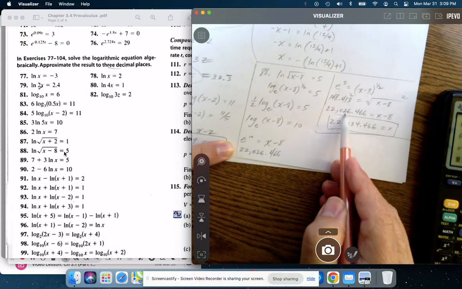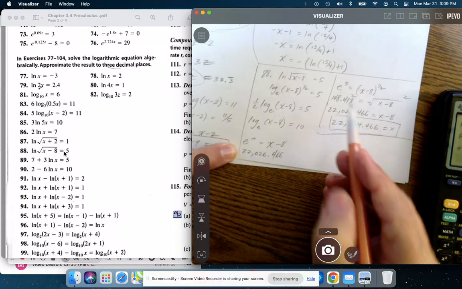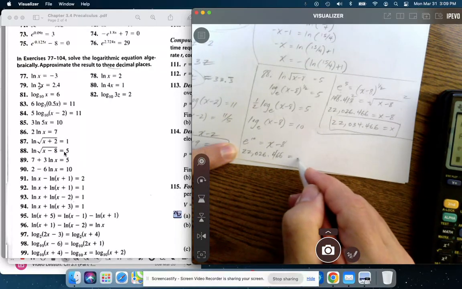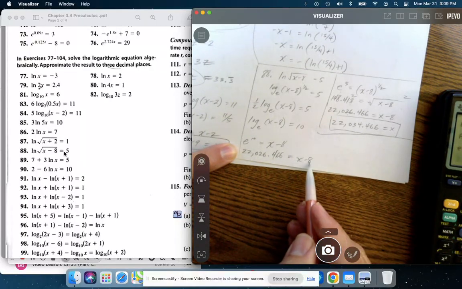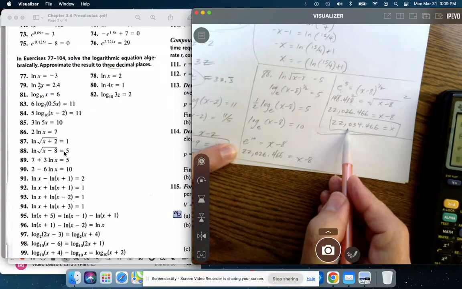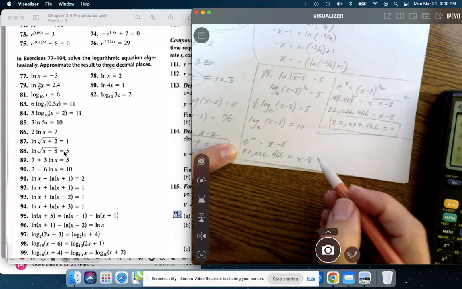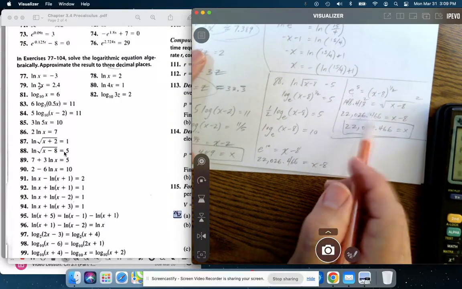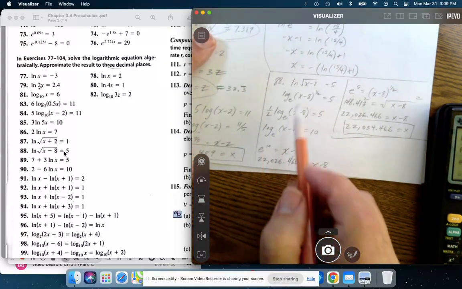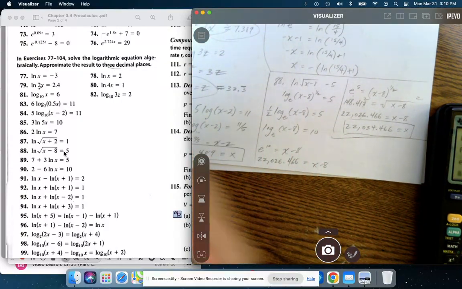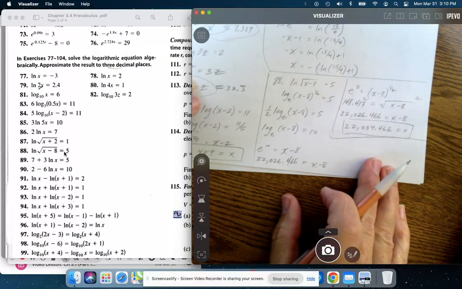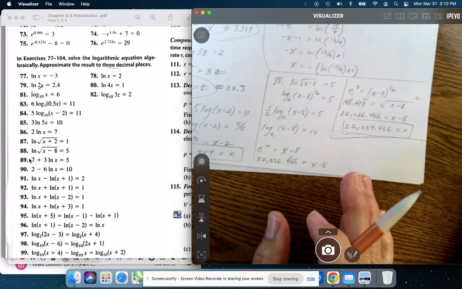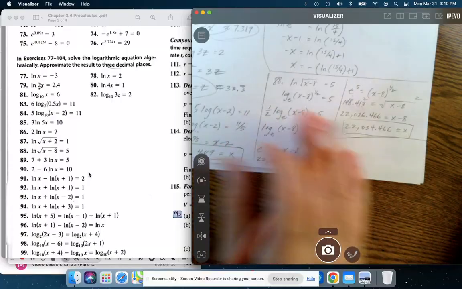So same as what I got over here, right? Equals x minus 8. And now if I just add 8, I'll end up with that answer right there, right? So the results are the same either way you go here. So as you can see, there are different paths that you can take to get to the solution to these problems. So that was 88.